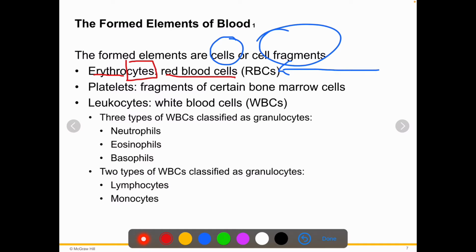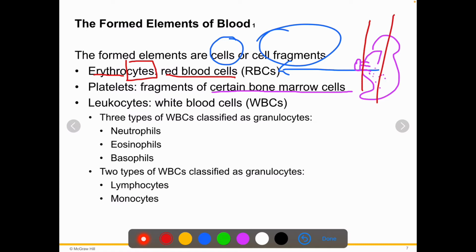The platelets are actually fragments of cells that live in the bone marrow. Basically, they live in the red marrow of the bone, and they reach into different blood vessels with their little feet and break off tiny little things called platelets, and those are what float around. Those are the fragments, and they come from the bone marrow. So that's what they mean by that.